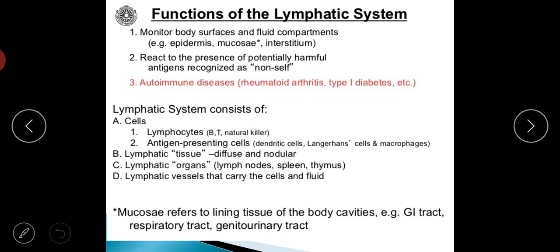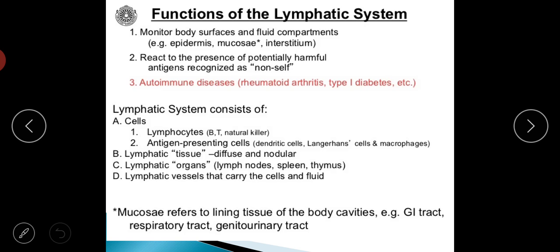The lymphatic system consists of A. Cells like lymphocytes, that is B and T lymphocytes, as well as natural killer cells. It also includes the antigen presenting cells like dendritic cells and Langerhans cells, and macrophages present in different parts of our body. B. Lymphatic tissue, which is diffuse and nodular type. And C. Lymphatic organs like the lymph nodes, spleen and thymus. D. Lymphatic vessels that carry the cells and fluid from one part to another part of the body. So basically our lymphatic system consists of 4 different components majorly: cells, lymphatic tissues, lymphatic organs and lymphatic vessels.